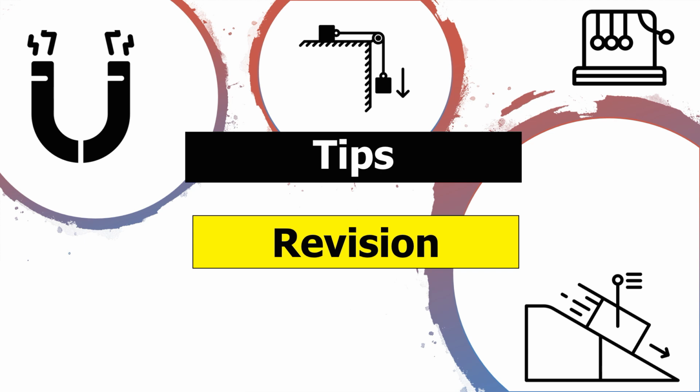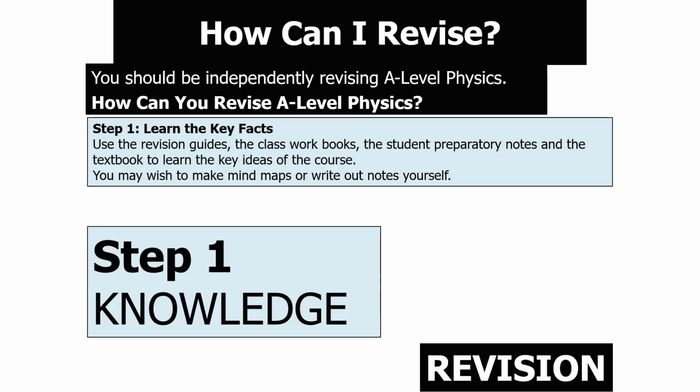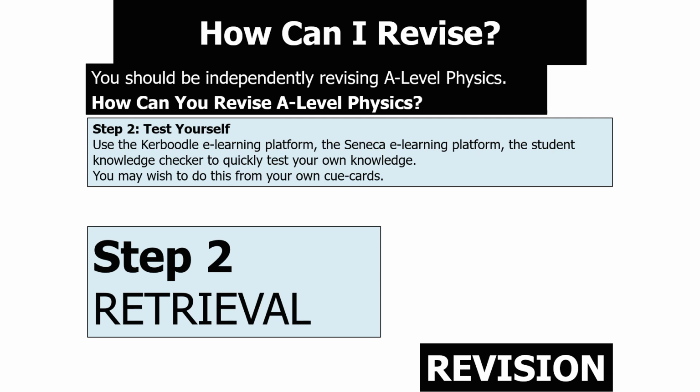Now, how should you be revising A-Level Physics? Well, the first thing to do is to learn the key facts. Use the revision guides, the class workbooks, the student prep notes and the textbook to learn the key ideas of the course. You may wish to make mind maps or to write out notes yourself. The second step is to test yourself. Use things like Caboodle, Seneca, student knowledge checkers to quickly test your own knowledge, and you may wish to do this from your own cue cards.